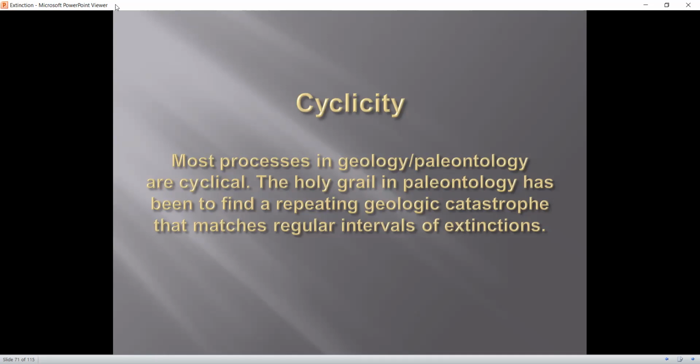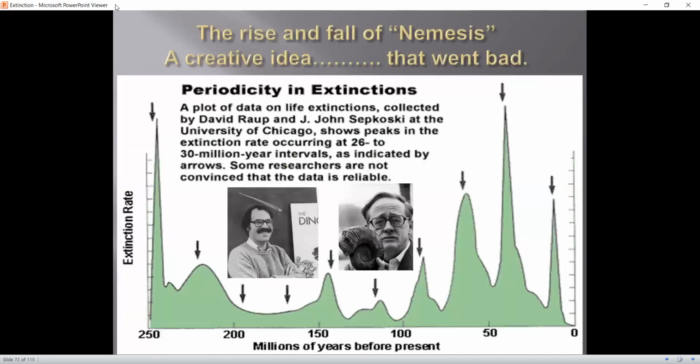Everything's kind of cyclical. It may not be exact, but cycles are what geology, particularly paleontology, is all about. We have what we call the holy grail of paleontology, which is to find some kind of repeating geologic catastrophe that we can match at regular intervals with mass extinctions. We can say, whenever this happens, we're going to have a mass extinction. Cyclicity, all right?